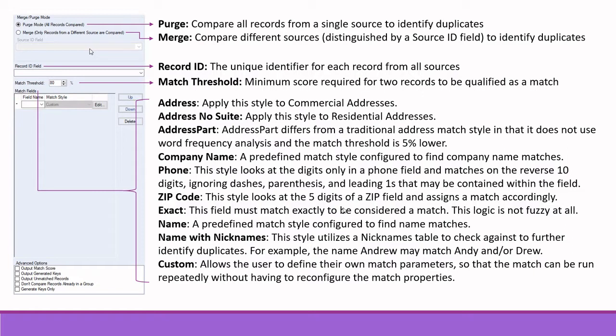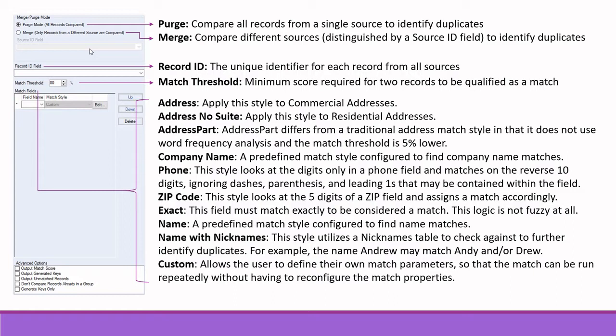Up next is the record ID. So this is the unique record ID. In purge mode, it should be quite self-explanatory. Each record has to be unique. But in merge, when we have two different data sources, we actually want to give a unique record ID amongst all the data sources.